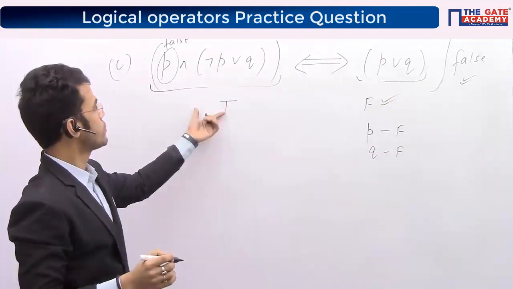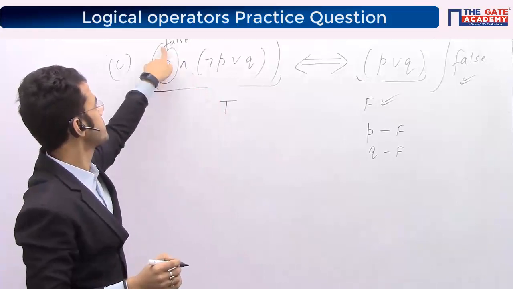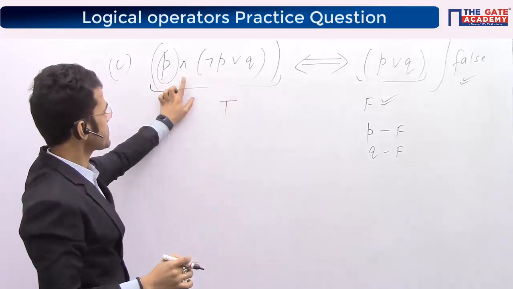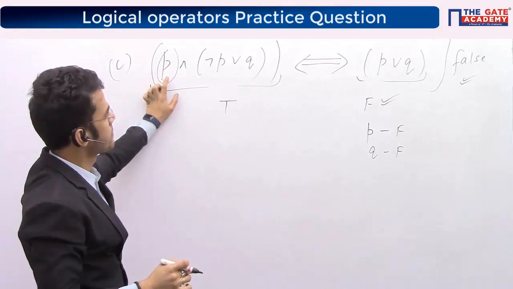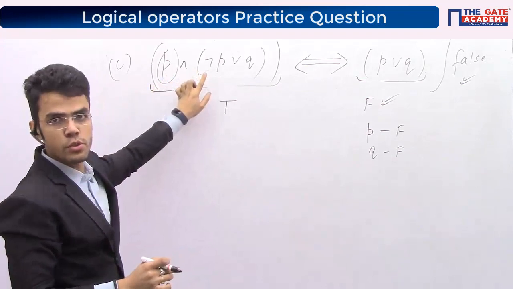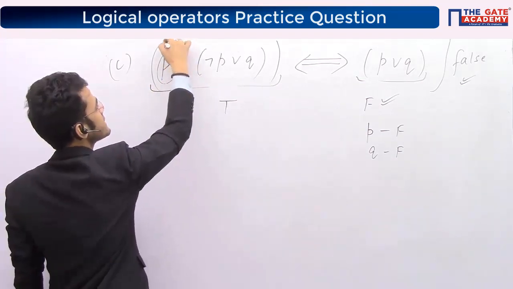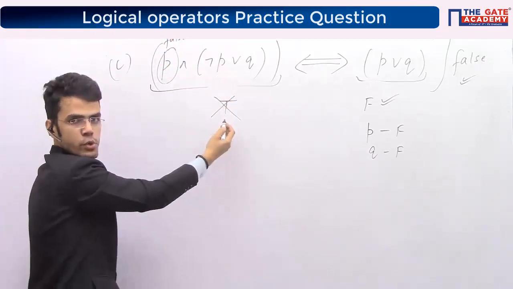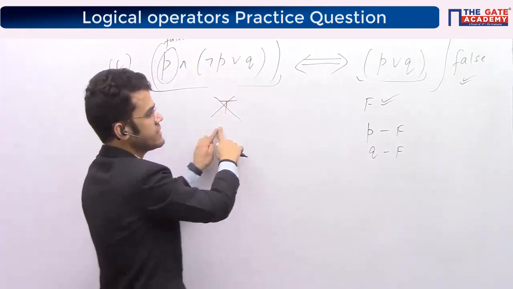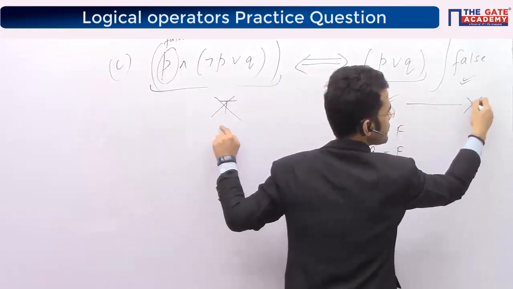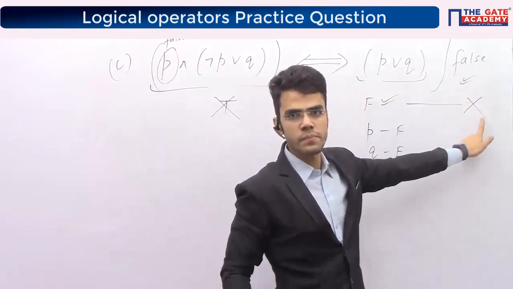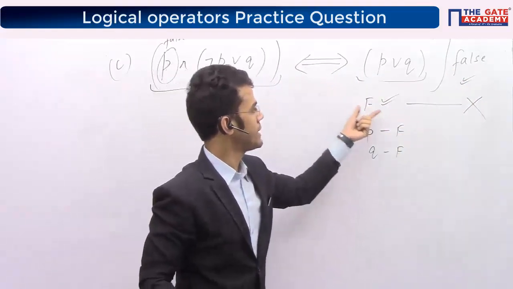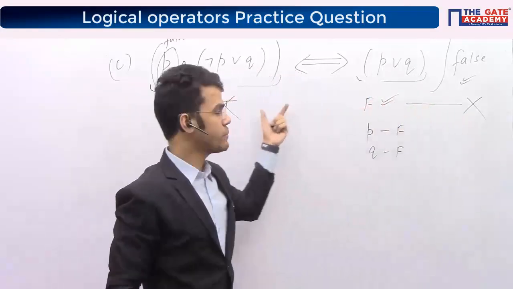Correct? Now, in order to make this as true, AND operator says both should be true. This and this. So, yes, both has to be true. But see, P is false. Since P is false, I cannot make this false and anything will not give me true. Right? This is not true. If this is not true, which means my first case, my final answer false does not come. True equivalence false would have given me false, but I am not getting true here.